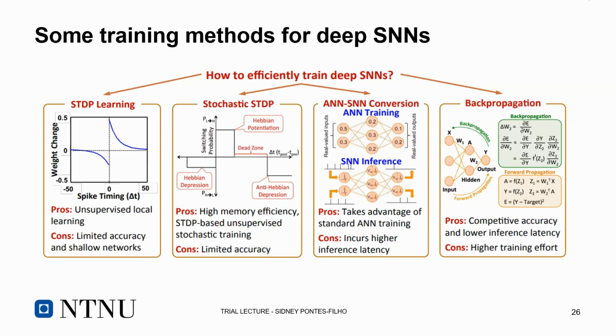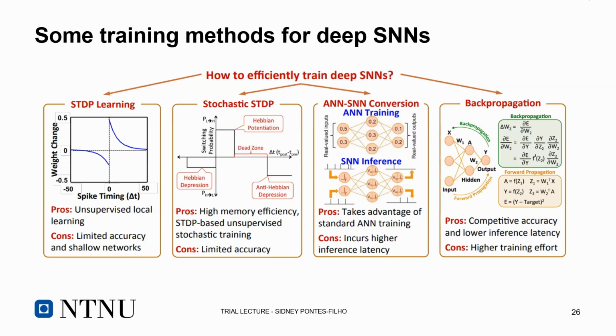I also did not mention the pros of the stochastic STP, that is high memory efficiency and STP-based supervised stochastic training. It has the con of limited accuracy, but does not have the con of shallow networks as the normal STP. And then we have backpropagation.